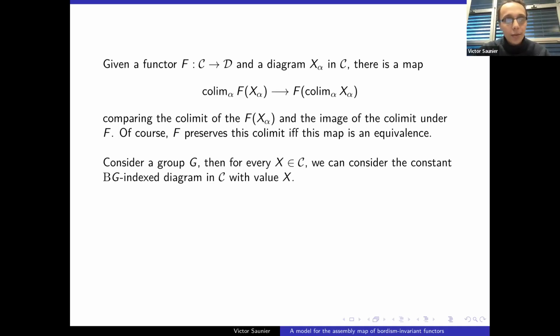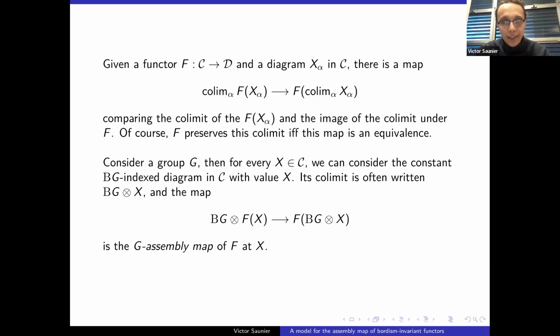In particular, you can start with a group G, pick a point x in your category C, and consider the constant BG-indexed diagram in C with value x. BG is a category with one point, and G has its endomorphisms. This is the constant functor. It sends the point to x and everything to the identity. I can take the colimit of that. This is something that I want to write BG tensor x. And I have a map from BG tensor F of x to F of BG tensor x. And this is something that I want to call the G assembly map of F at x.